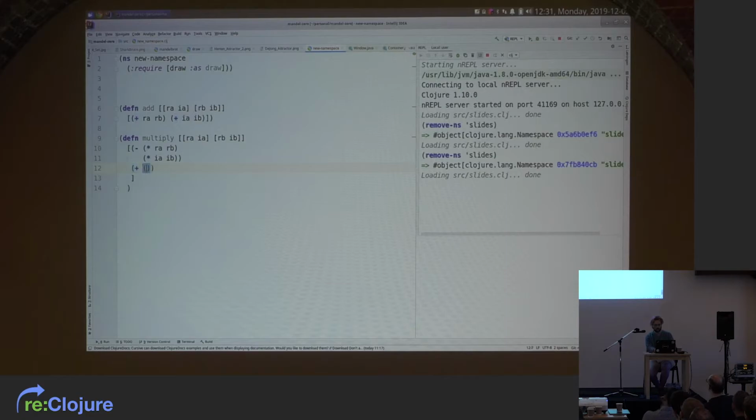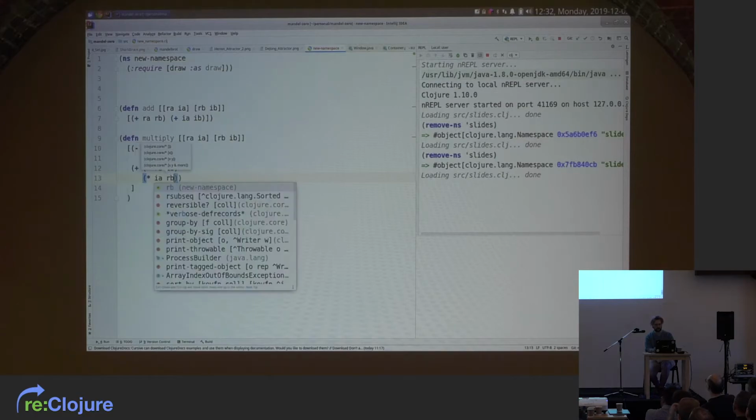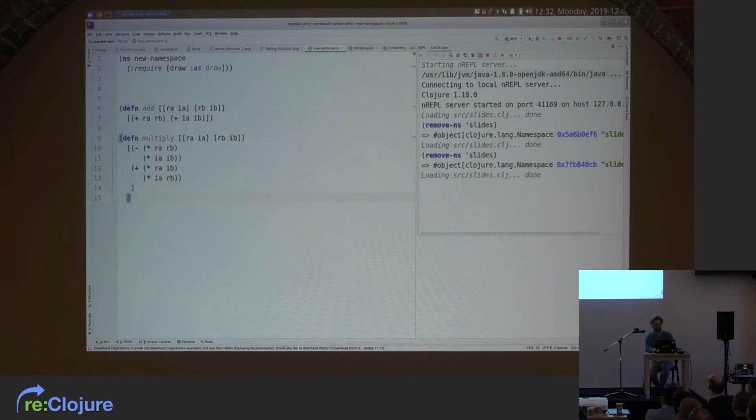And then we're also going to add up the other remaining terms. We'll take the real part of A times the imaginary part of B, and the imaginary part of A times the real part of B. That should give us a function that multiplies together complex numbers.